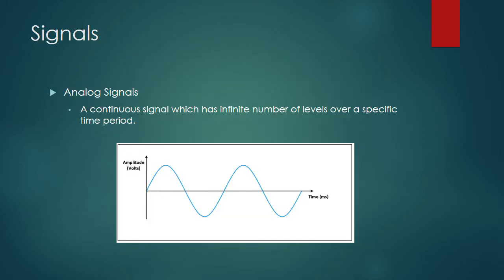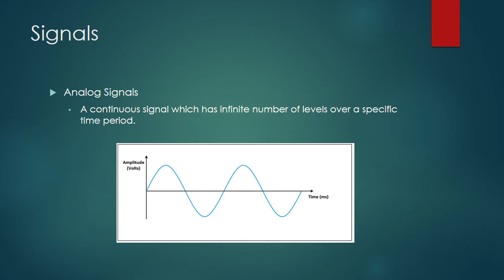Next, what I want to say is about signals. We know basically there are two main signals: analog signal and digital signal. You can see the diagram here. In an analog signal, we can see it's a continuous signal. It has an infinite number of levels in a specific time period.